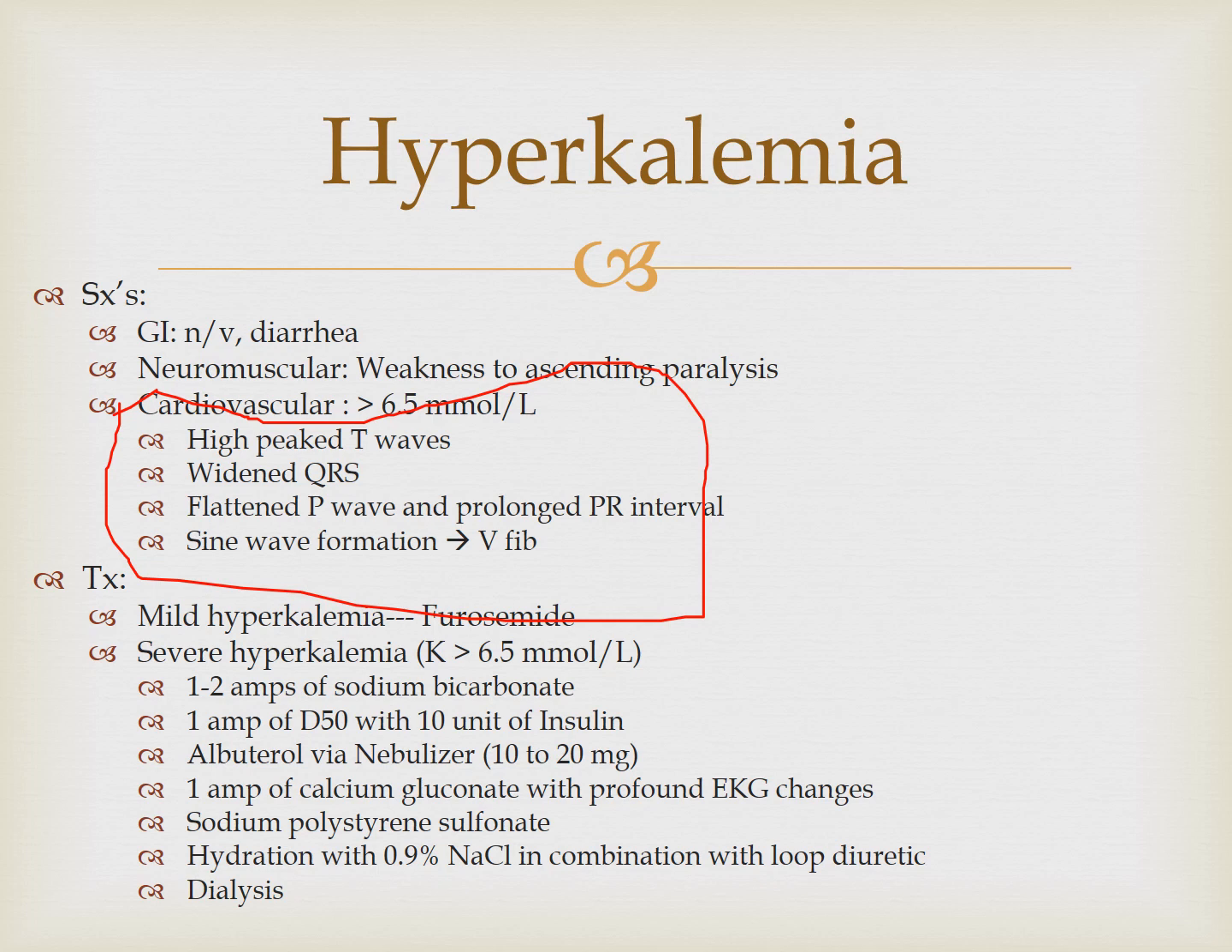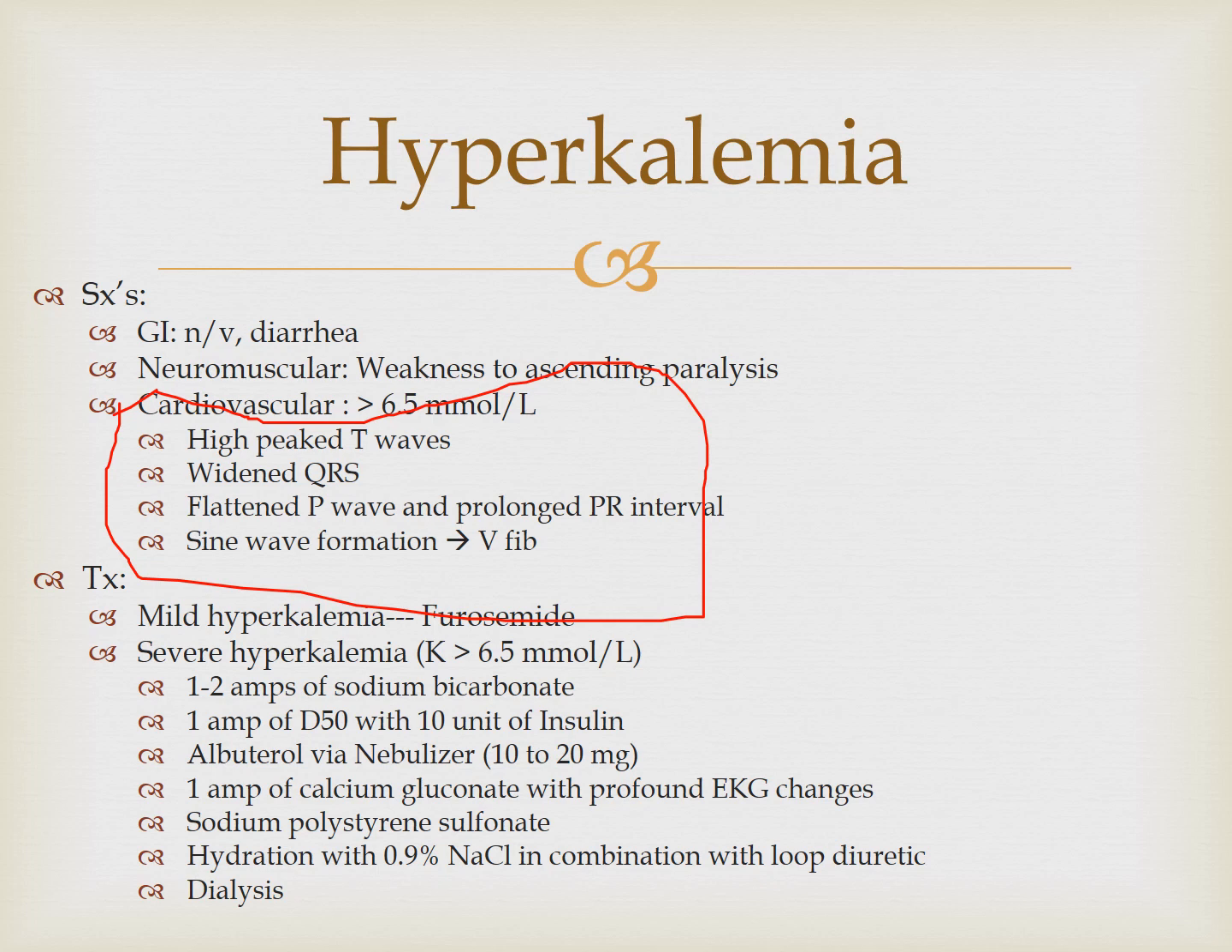You give them 1 to 2 amps of sodium bicarb. You give them 1 amp of D50 plus the 10 units of insulin. You can give them beta-2 agonist, albuterol, via nebulizer. We talked about the calcium gluconate. Sodium polystyrene sulfonate, another name for that is Kayexalate.